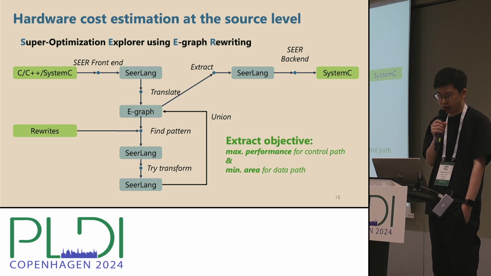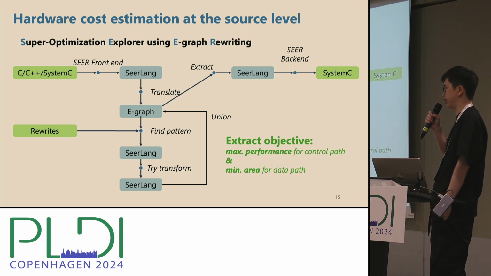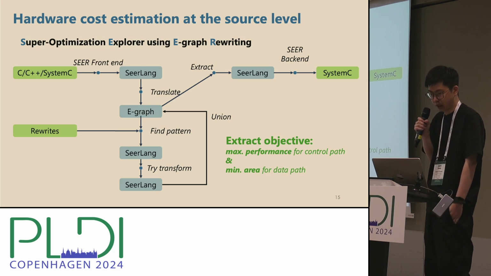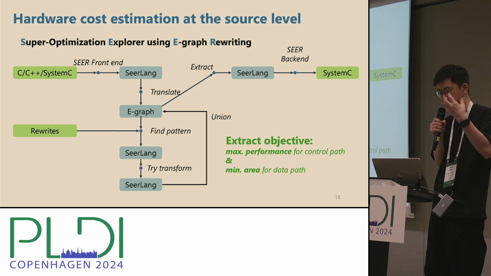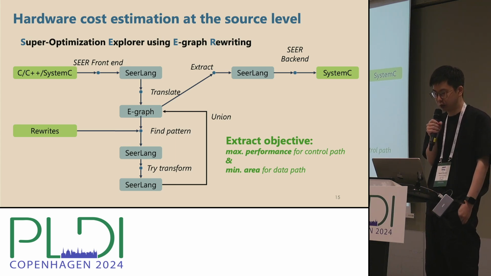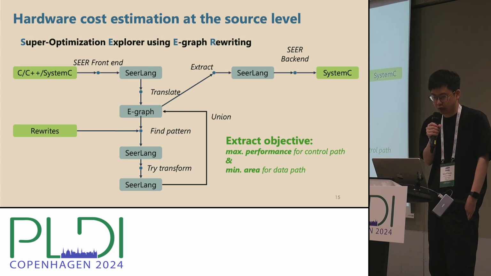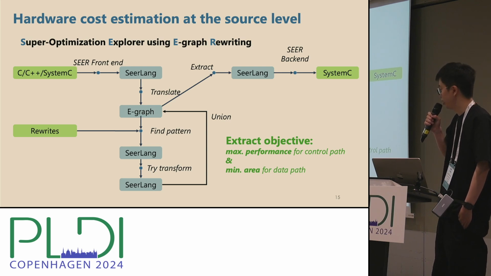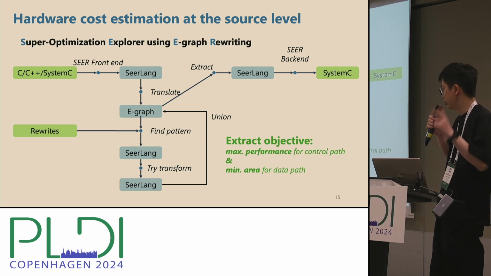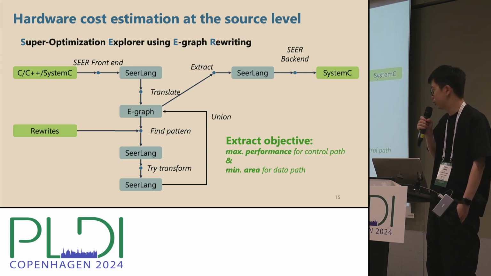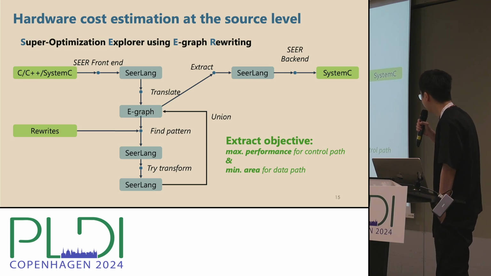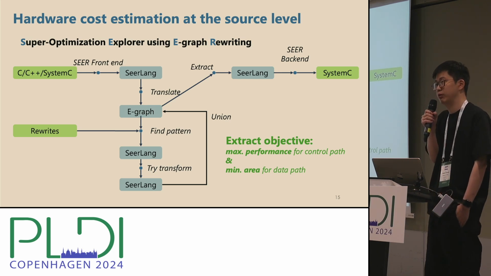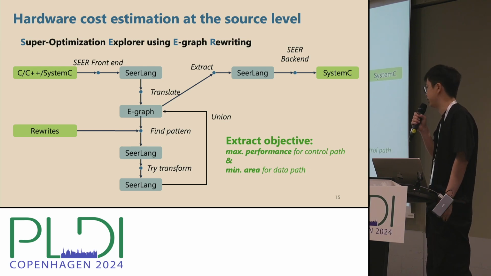Okay, so now Seer explores these transformations, and we have a huge EGraph in hand. Then we apply program analysis at the source level and estimate the hardware resources and power based on some heuristics. We evaluate each representation in the EGraph and try to extract the most efficient representation for the HLS tool to generate the hardware. For this work, we just set the objective to maximum performance and minimal area. So hopefully we can get a smaller and faster chip.